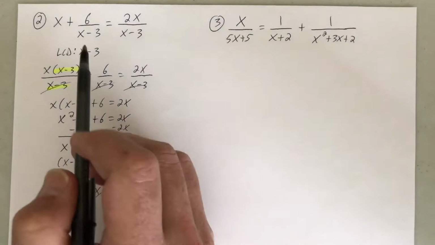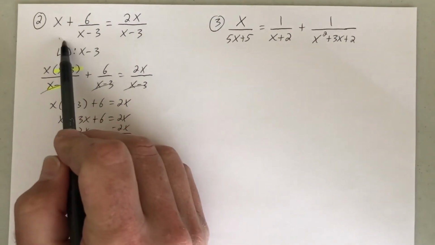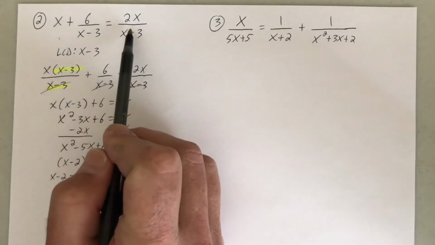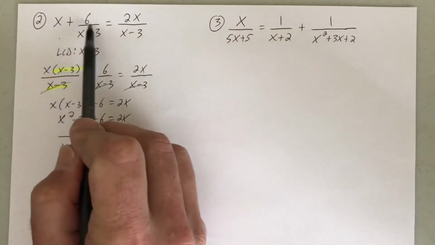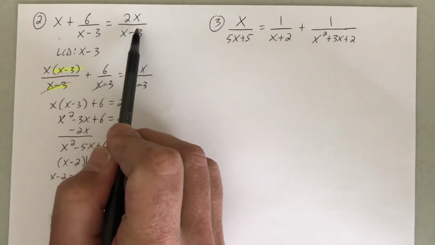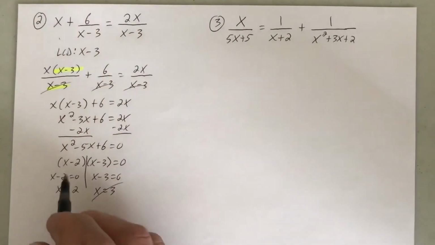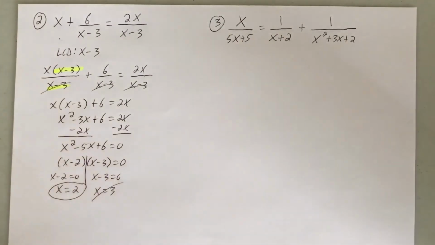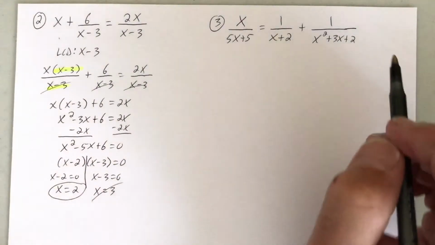If I were to plug in the 2, if I plug it into the left side and then plug into the right side, I'll see that the left side equals the right side. Or if I graph this side and graph this side on the same coordinate plane, you will see that they intersect at 2. So 2 is the solution.